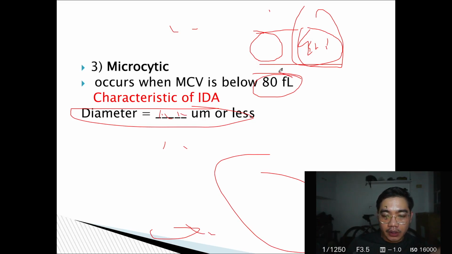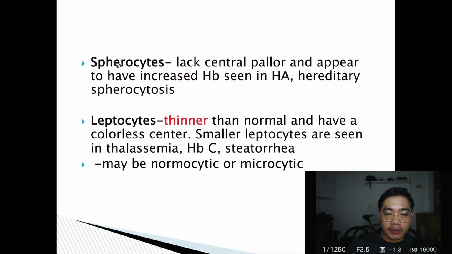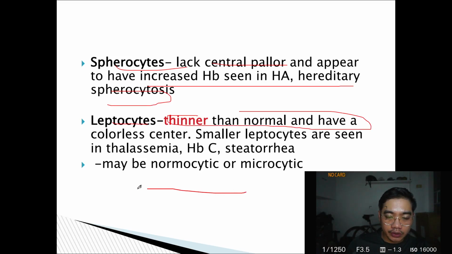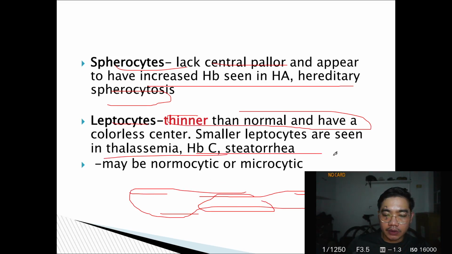But of course, the numbers don't lie, no? So we should really check the numerical value, and that is our MCV, mean corpuscular volume. This simply means how big, no? What is the volume per red blood cell. So spherocytes lack a central pallor and appear to have increased hemoglobin, no? So we have leptocytes, thinner than normal. So these are your thin boys, no? They still have their central pallor, but their outer ring is quite smaller. So we can find them in thalassemia, hemoglobin C, and steatorrhea.